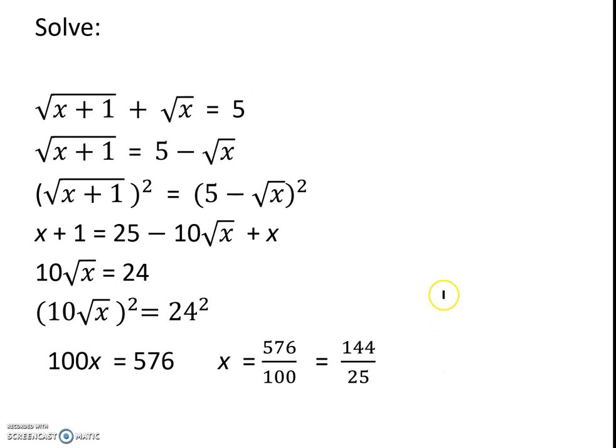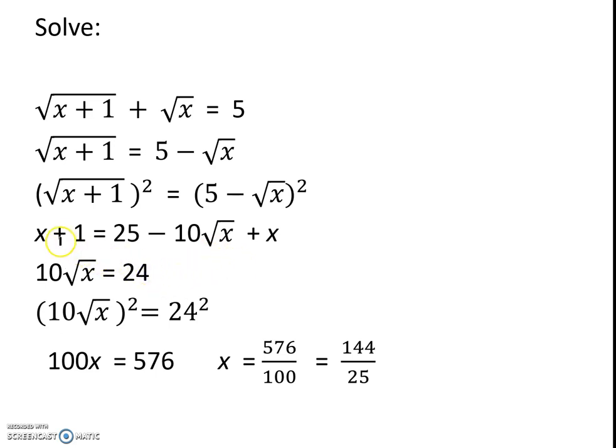Our next problem is the square root of x plus 1 plus the square root of x equals 5. So we move that square root of x over to the other side by subtracting it to both sides of the equation. And we're left with the square root of x plus 1 equaling 5 minus the square root of x. Once again, we square to remove that radical, and we're left with x plus 1. Over here, when we square this, we have to FOIL it, and we find that that's 25 minus 10 times the square root of x plus x.